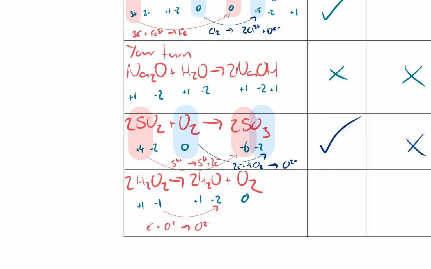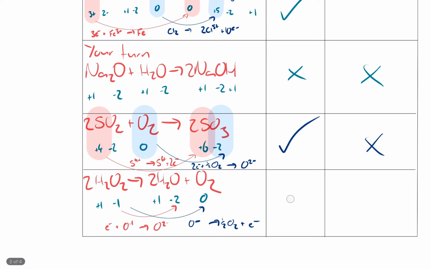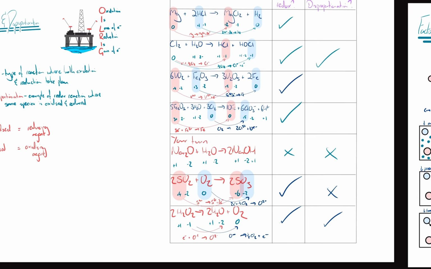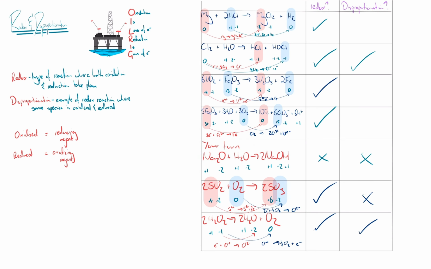So that's reduction, but also we've gone from the same place, from O- to O2. Let's call it half O2 for simplicity, and we'll have lost an electron there. So there, redox has happened, and it's our special type of redox. It's disproportionation.